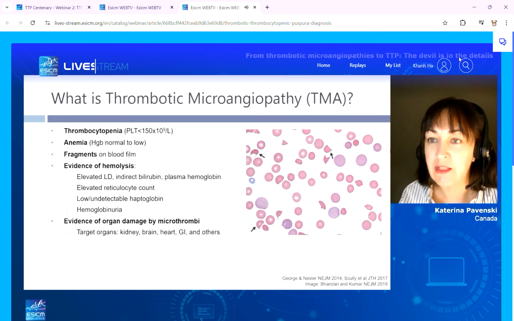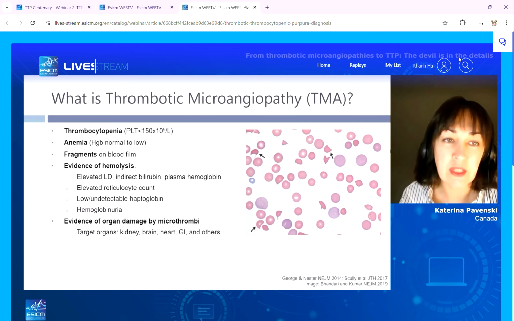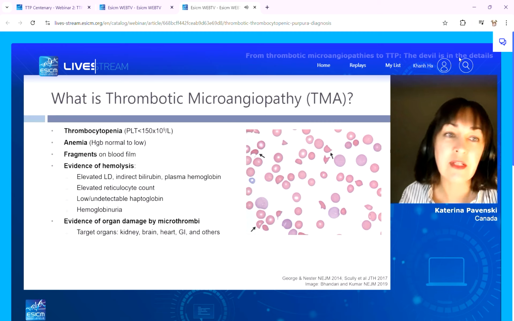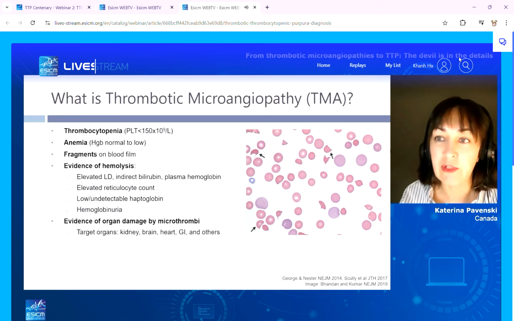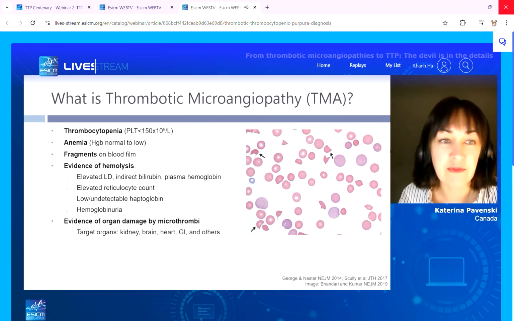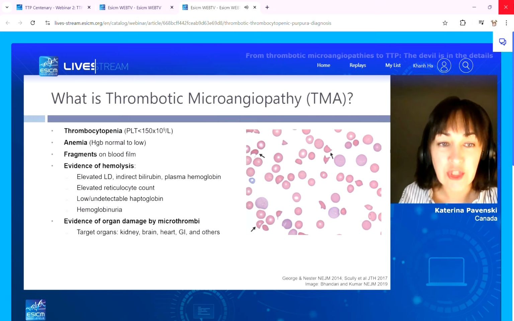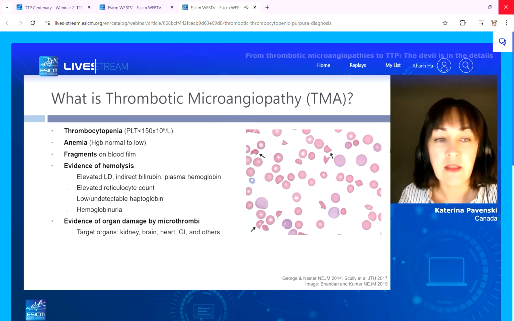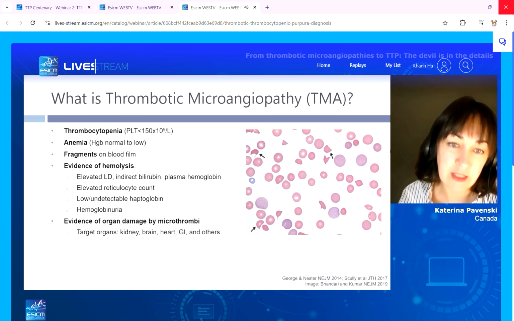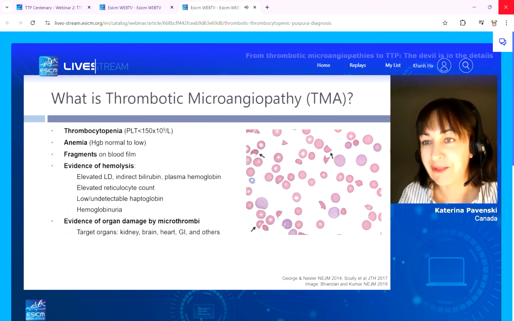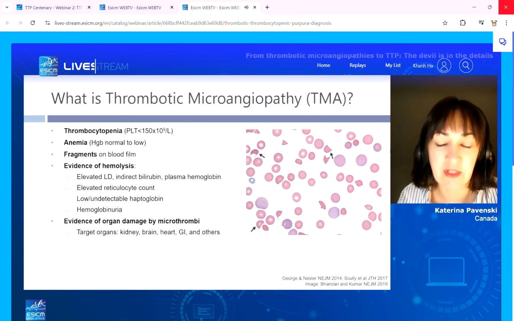So what is thrombotic microangiopathy? Usually patients present with low platelet count, anemia, biochemical evidence of hemolysis, fragments on the blood film or morphological evidence of hemolysis, as well as evidence of organ damage by microthrombi. Traditionally and most commonly, the organs that are affected are kidney, brain, and heart, although we are progressively recognizing that other organs may be affected as well.